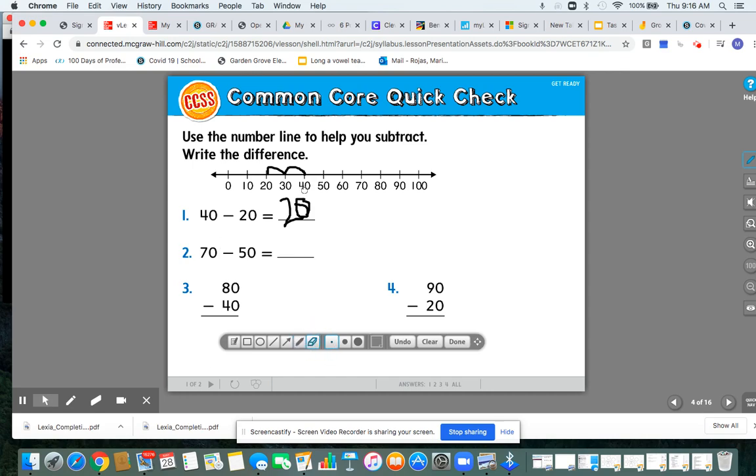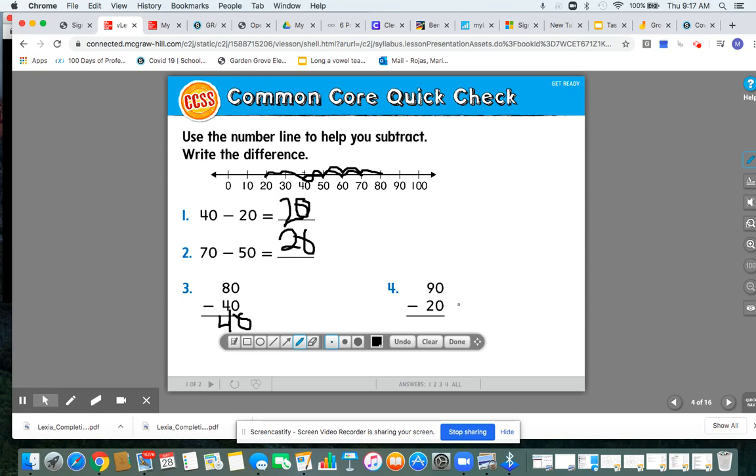So if I have here 70, I can just do 70 and then subtract 50. So I can count 10, 20, 30, 40, 50. So my answer is 20. Here, 80 minus 40. So I can just start here, 80, and then count 10, 20, 30, 40. My answer is 40.